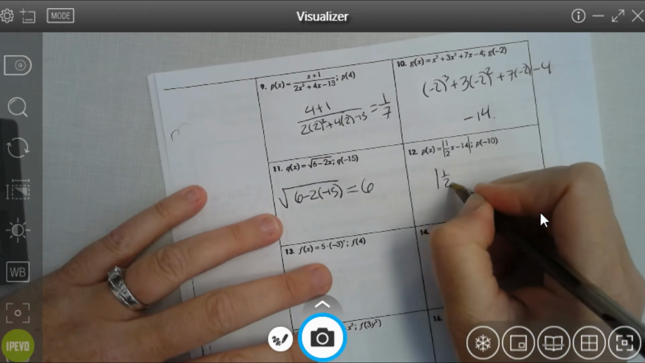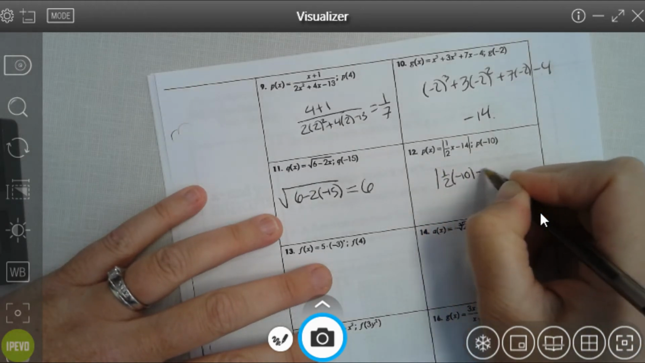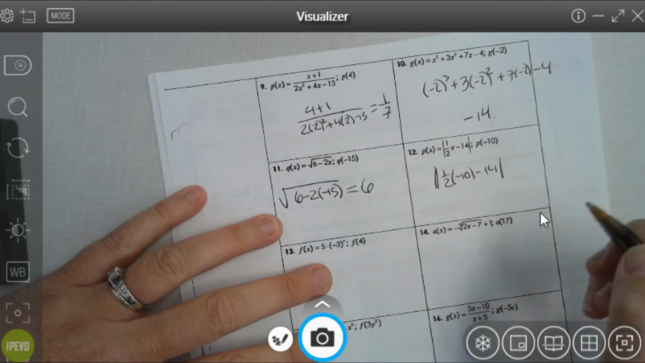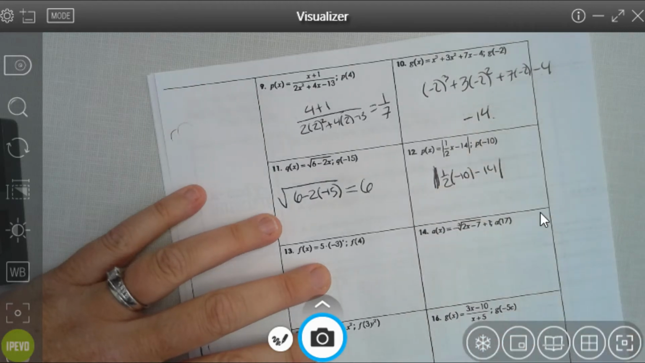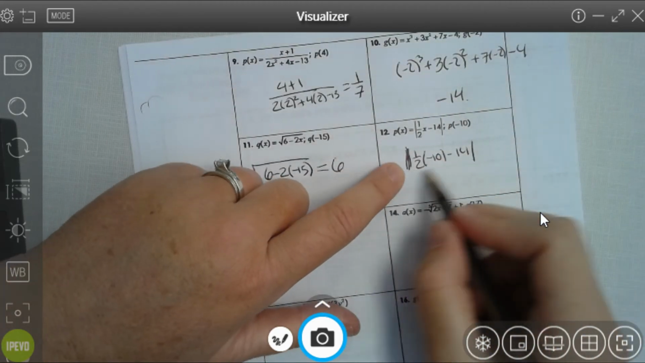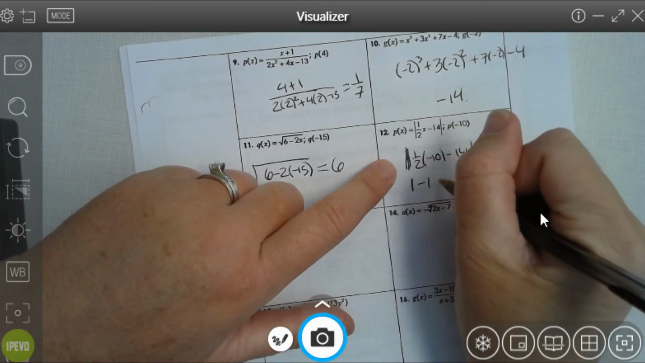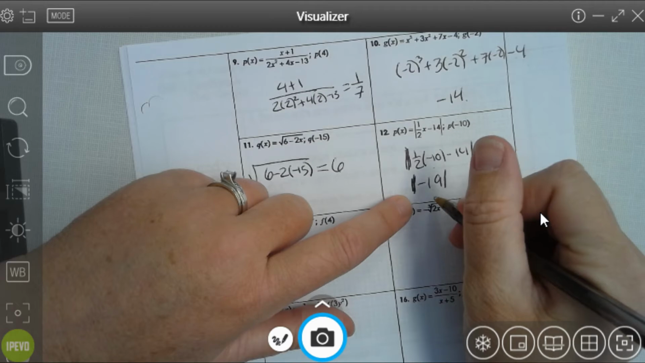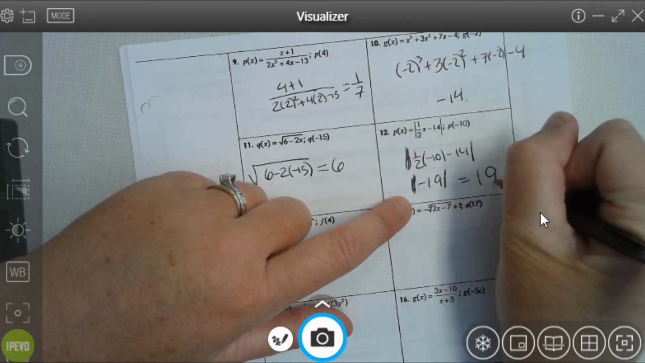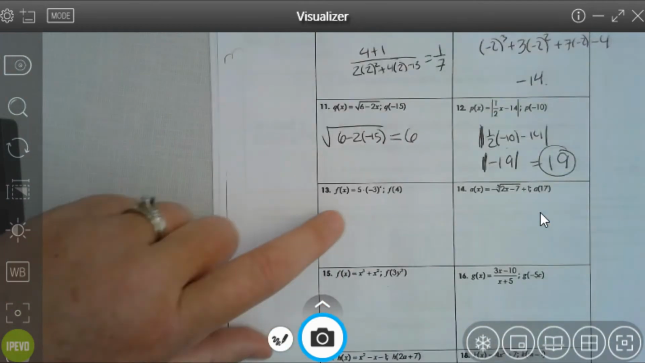This right here, when you plug this into your calculator, it doesn't actually do absolute values. It might if you have a graphing calculator, but a regular calculator doesn't. So you're just going to want to do what's inside. And so this is going to be -5 minus 14. So you get -19. And then the absolute values tell you that you need to make it positive. So the answer for this one is 19.